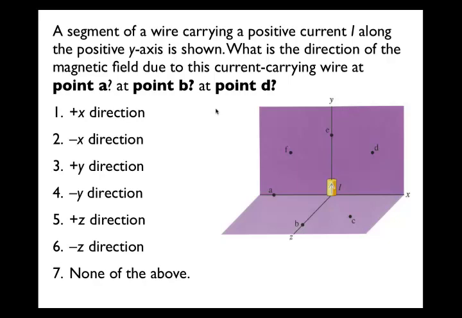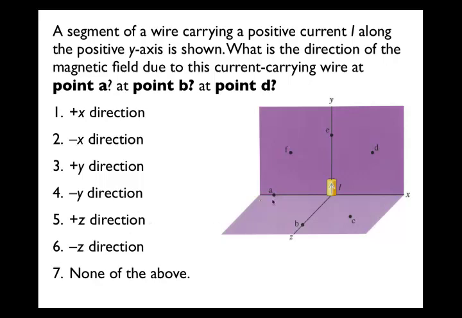So if I orient my thumb parallel with this line toward the top of my screen, the fingers on your right hand curl in such a way that when they come around behind that wire and they're in the plane of the screen at point A, your fingers would be pointing towards you, in the positive Z direction. So the magnetic field at point A is directed in the positive Z direction, which is option 5.